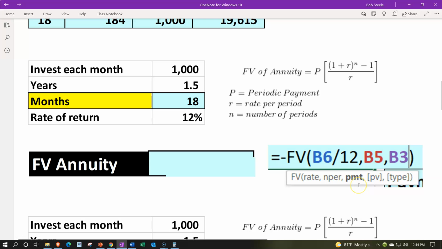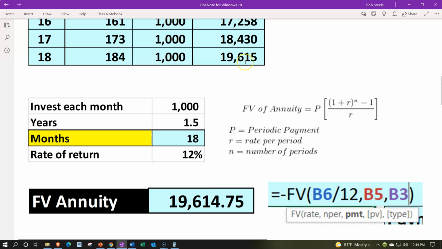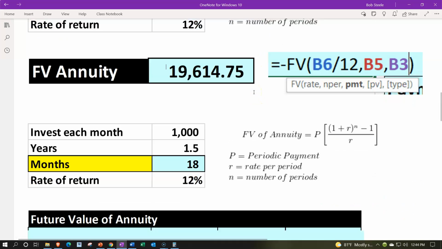And then comma, you've got the payment. The payment is simply going to be the 1,000. That 1,000 is going in not yearly, but monthly, per period. That gives us, once again, the 19,914.75, which is about what we got up top, because we rounded there and we got a bit more exact number down below.